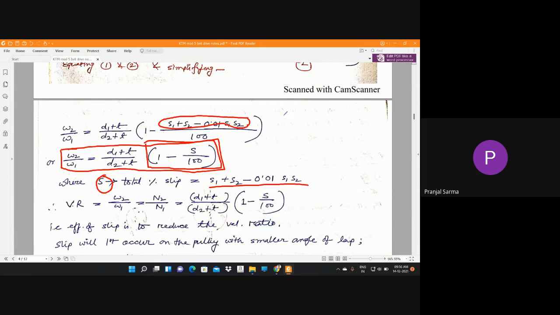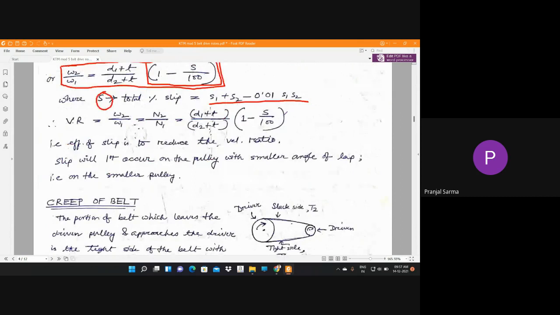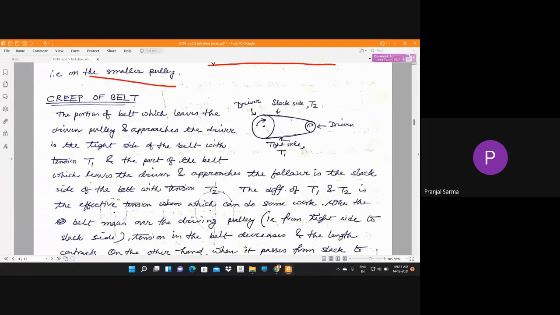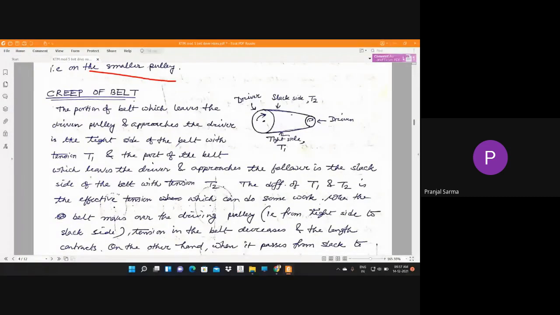So what we can say from here is that the velocity ratio can be written as omega 2 by omega 1, or in terms of n, n2 by n1. Here you can see it is getting reduced; that is the effect of slip, to reduce the velocity ratio. And where does slip generally occur first? Slip generally occurs first on the pulley with the smaller angle of lap, that is, on the smaller pulley. After that, slip occurs in the bigger pulley. Is that clear?